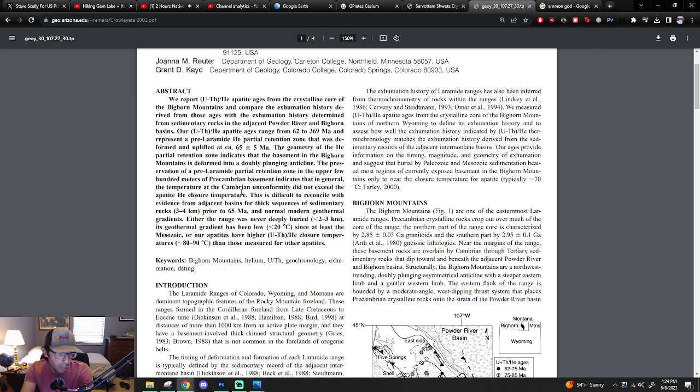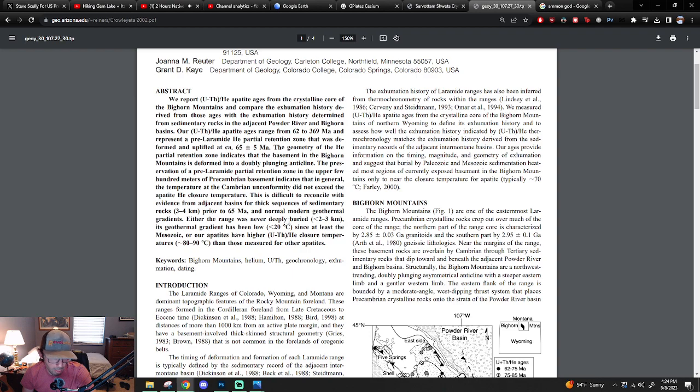This is difficult to reconcile with evidence from adjacent basins where thick sequences of sedimentary rocks, almost like a ring of sediment around the nucleus of the galaxy. Like, a galaxy has a nucleus of a large system, and then around it are subtler systems. Just like that, the sediment surrounds this nucleus and has a weird anomaly where it's difficult to reconcile with evidence for thick sequences of sediment rocks prior to 65 and normal modern geothermal gradients. Not sure what exactly that means in terms of translating it to my research and the significance of what they're saying.